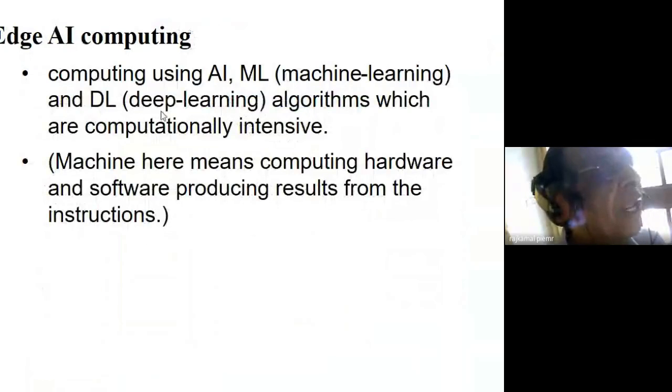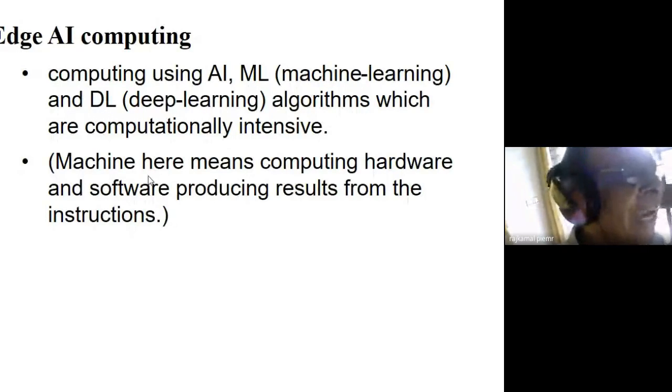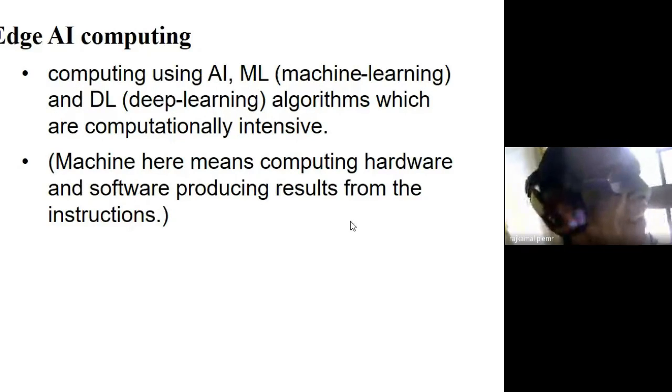Now, edge AI computing uses artificial intelligence, machine learning, and deep learning algorithms, which are computationally intensive, meaning the computing power required for machine learning algorithms is larger. And here, what is the meaning of machine? It is not the same machine as in the assembly line. It is the computing hardware and software which produces a result from the instructions, and that is known as the machine. Your computing hardware and software is producing results like an industry, giving results after processing the instructions. That's why it is known as machine learning.